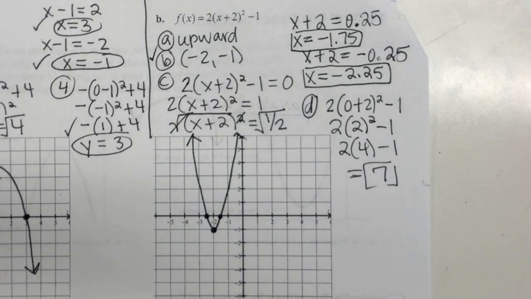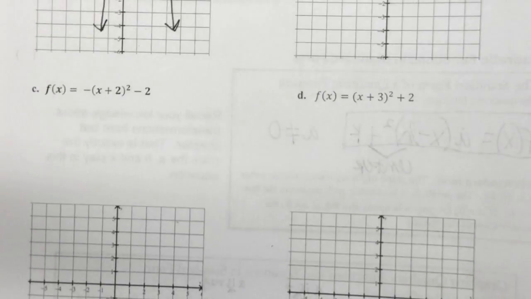All right, any questions? Anything I need to go back over? And you can check these on your graphing calculator. If you're not sure, I'll show you how. But I want you to try C and D with your partner, with your group members.